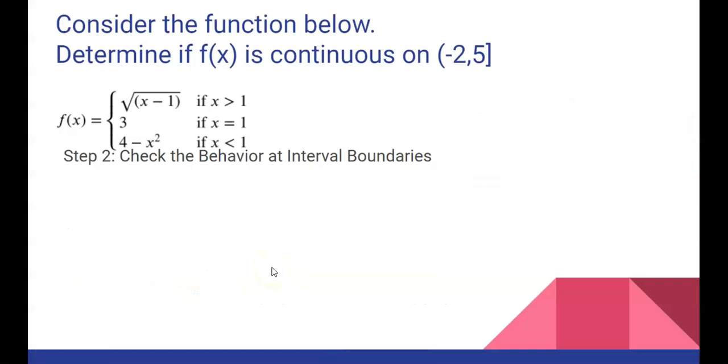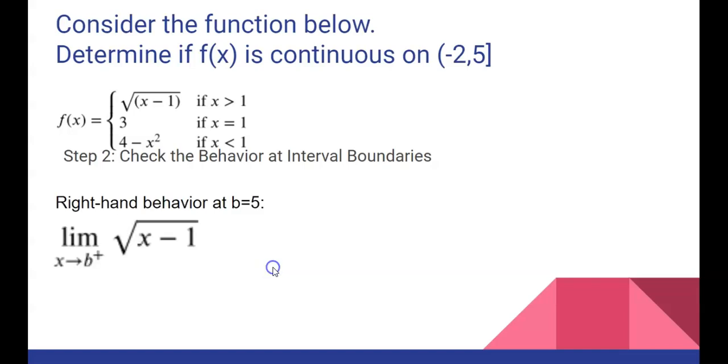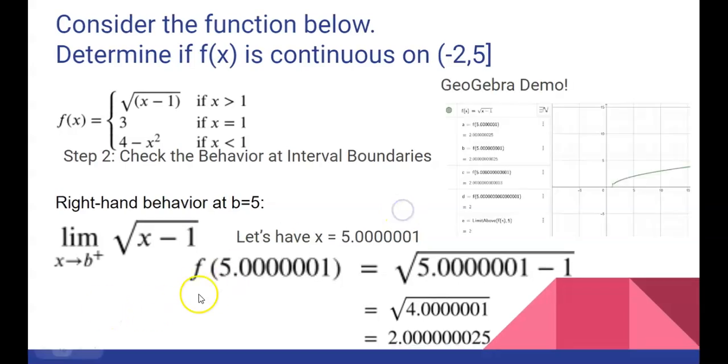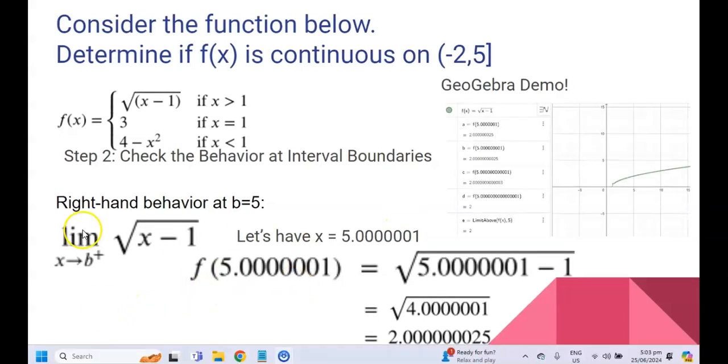So please observe, we will do the same drill for the right-hand limit of f of x as x approaches the right boundary b, which is 5. Alright, so we can see here that the limit of f of x, that is square root of x minus 1 as x approaches 5 from the right, is also approaching 2, but not touching 2. Alright, so here's a friendly note.